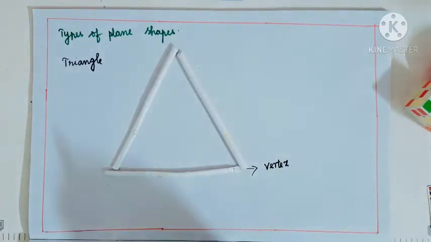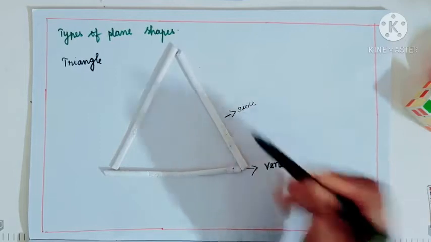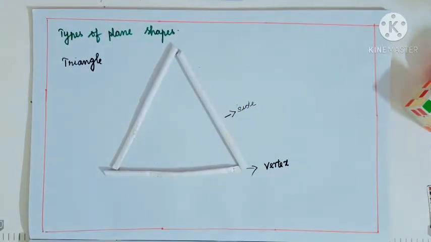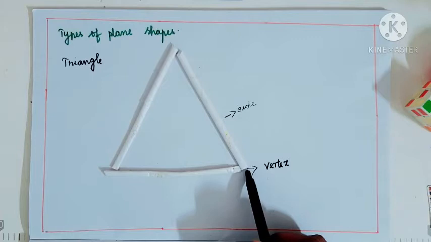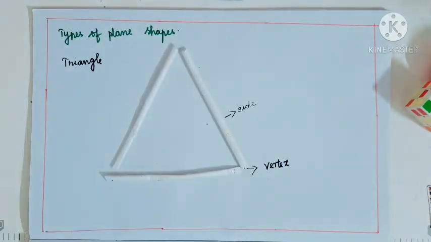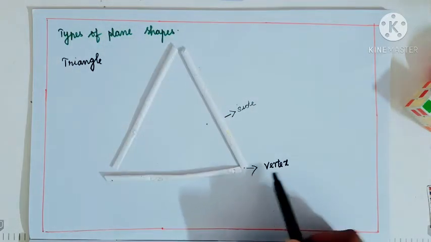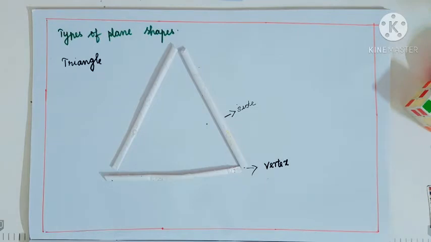And this is a side. Is it clear? So all the places you have a vertex. How many vertices do you have here? 1, 2, 3. You have 3 vertices. One point meeting is called a vertex. If it is 3, you will say 3 vertices. So vertex means the point where 2 or more lines meet together. In plural form it is vertices.